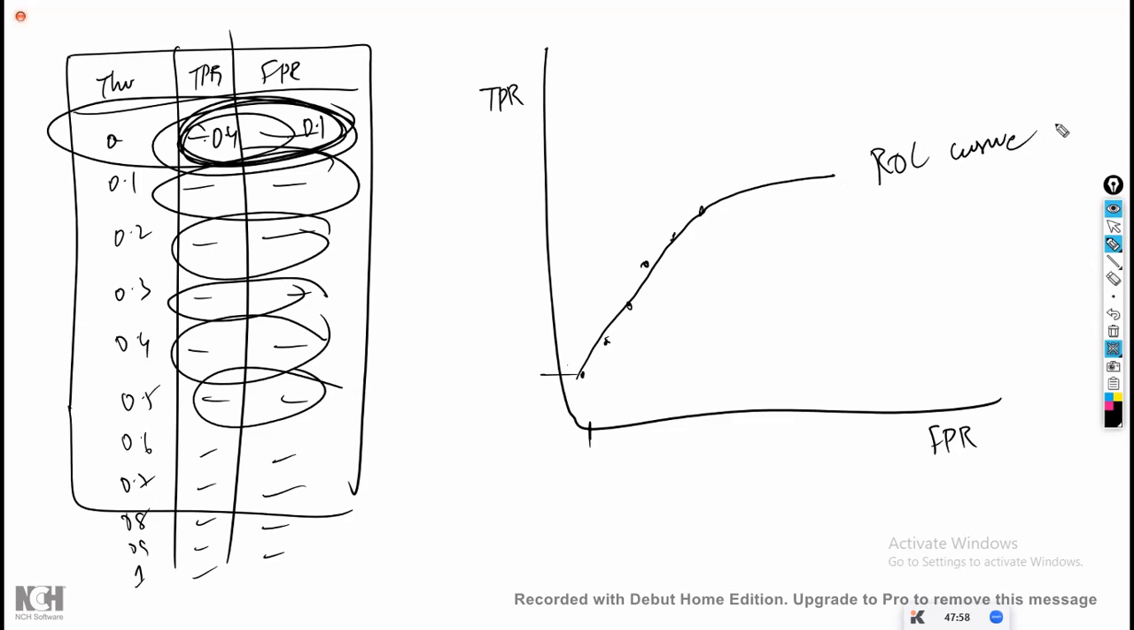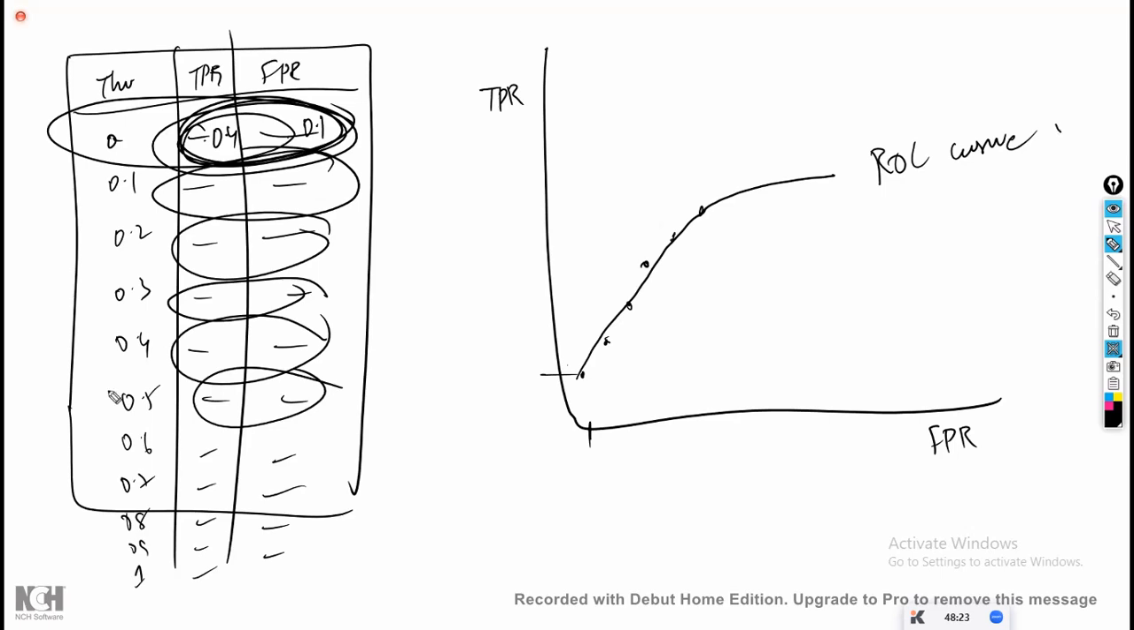Now it is clear how to draw the ROC curve. ROC curve means TPR versus FPR: a curve between TPR versus FPR at various threshold settings. It is not with a single threshold. It is for various different thresholds. For different thresholds, you are going to get different values, and those different values you are going to present in a graph.